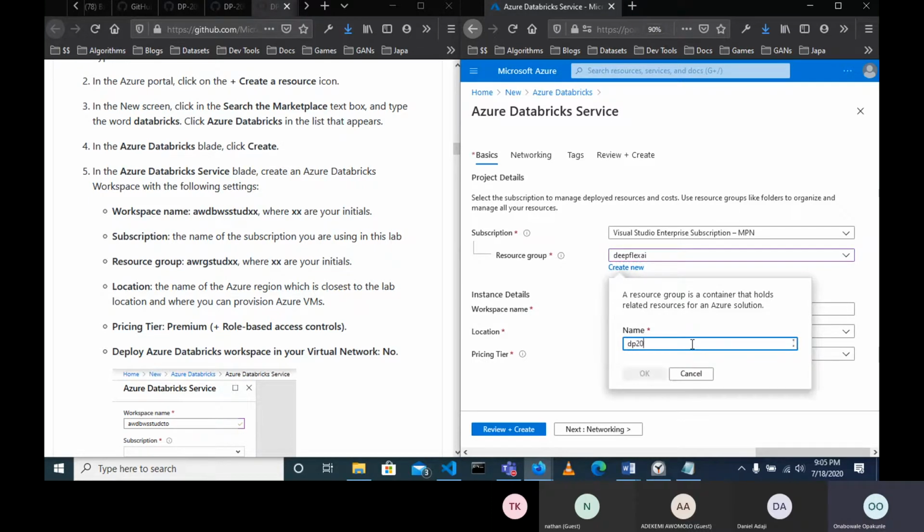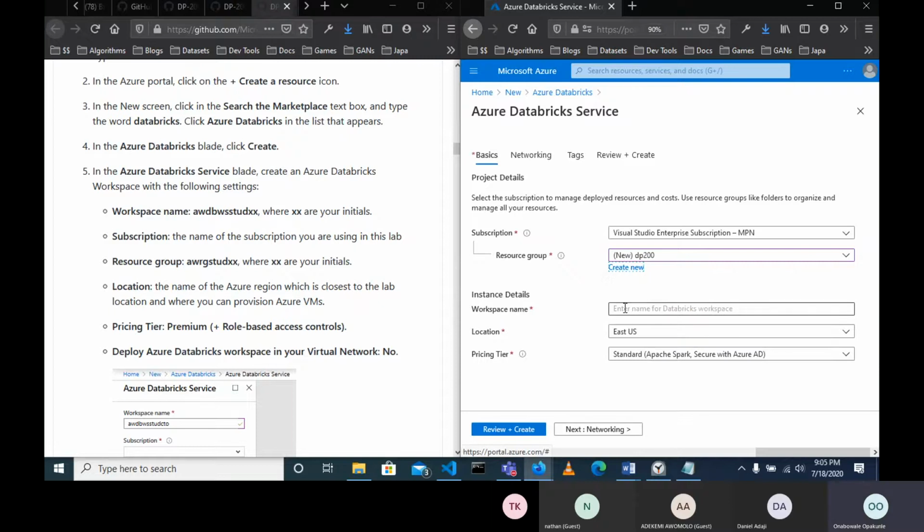DP 200. Just leave it like that. 200. Workspace name. This is what we use. AWD BWSS CUD. Going to use Chem. Chemi. Okay. Subscription, not location. Okay. Already picked the subscription now. Resource group, pick that. Location.